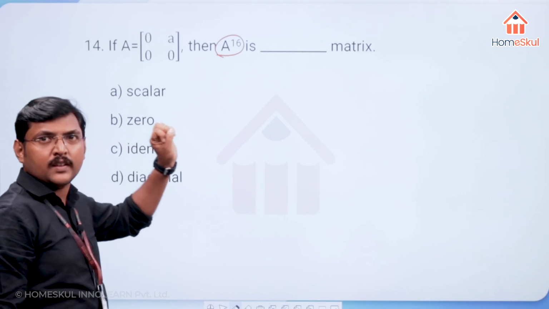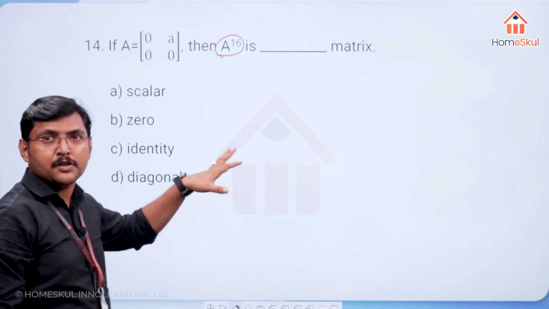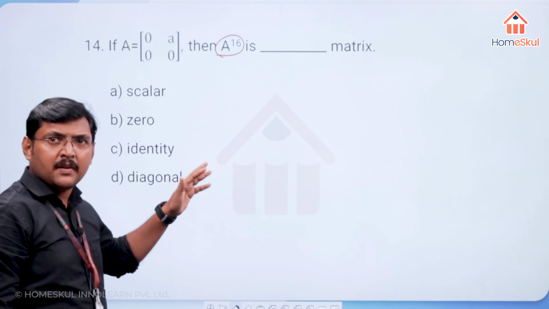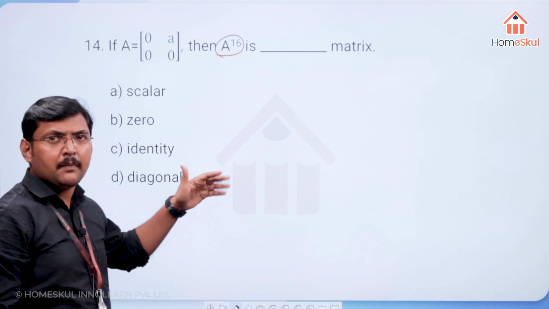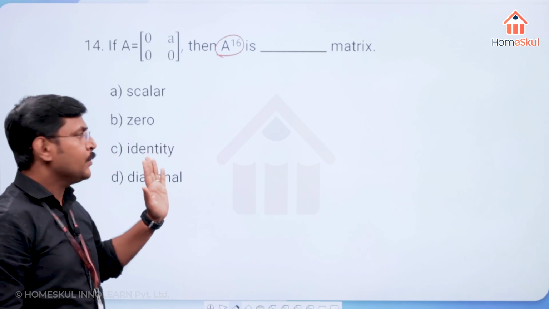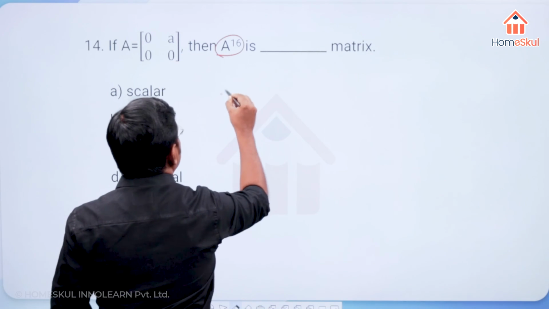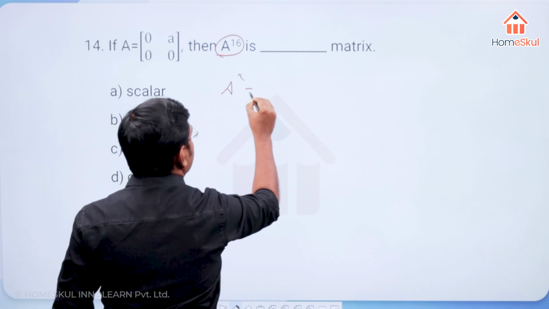Zero matrix means all the elements are 0. Identity matrix means the diagonal elements should be 1. Diagonal matrix means only the diagonal elements are there, which may be different or the same. Okay, so let me check. So here A is given. First of all, I am going to find what is A square.